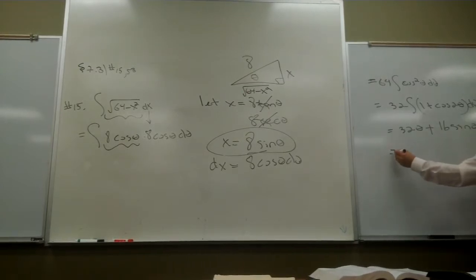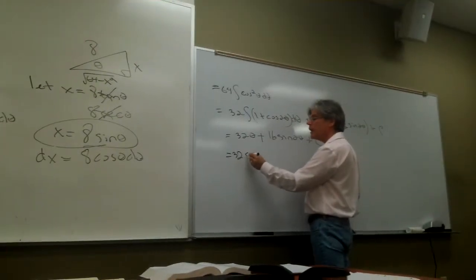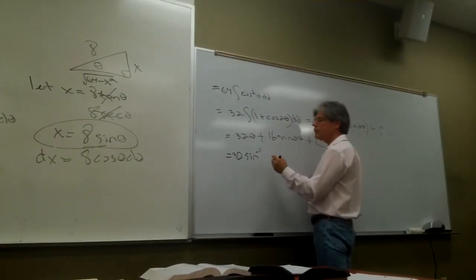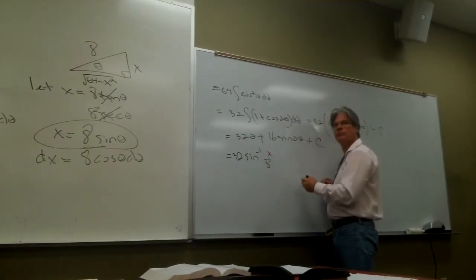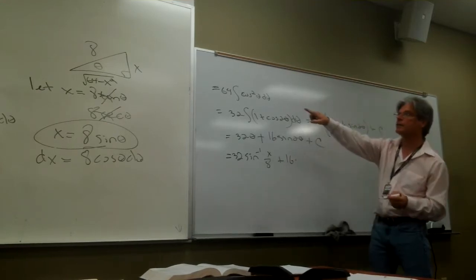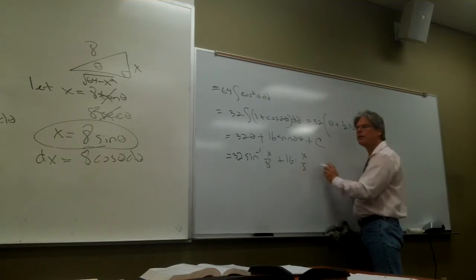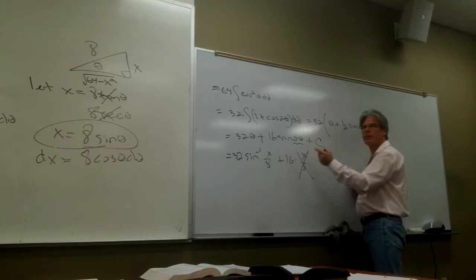This is 32 times the inverse sine of x over 8, plus 16 times, well, the sine of the angle, is that x over 8? No. I don't think it is, because I think that's not the angle in my picture. I think I'm in trouble.